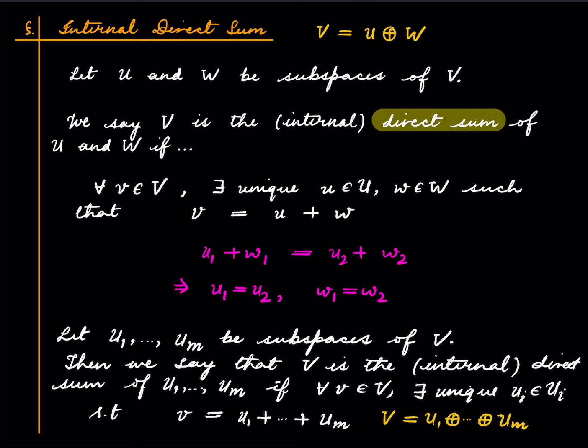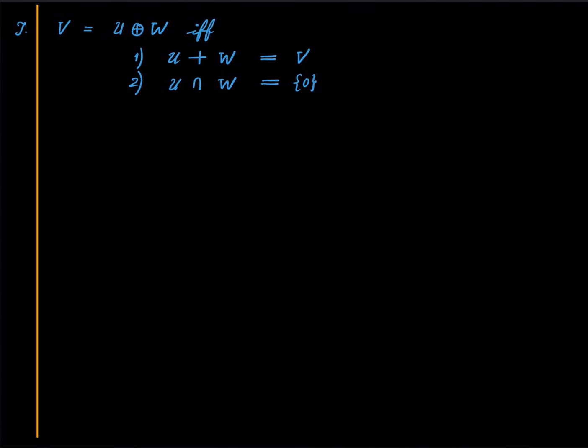Okay, so here is a criterion for deciding when V is the direct sum of two subspaces. So suppose you have two subspaces U and W of the vector space V, then V is the direct sum of U and W if and only if these two things happen. So the first is that you can write every vector as a sum of one vector in U and the other in W, and these two subspaces intersect trivially.